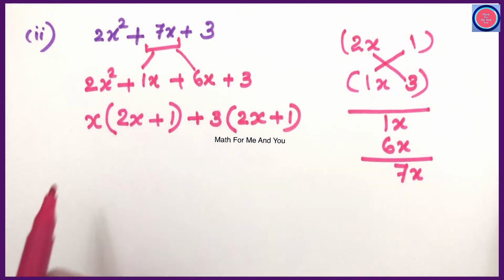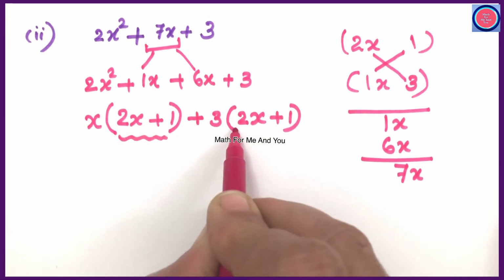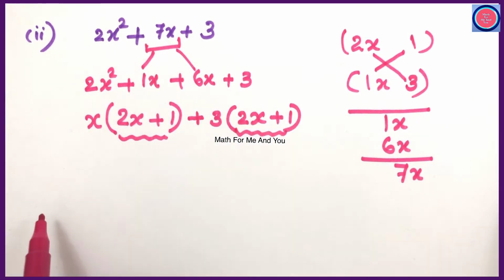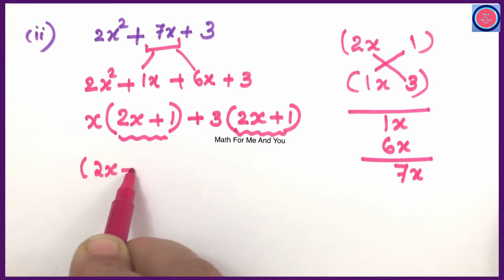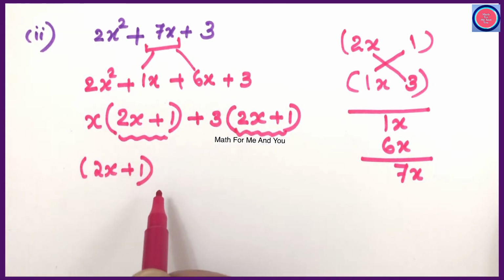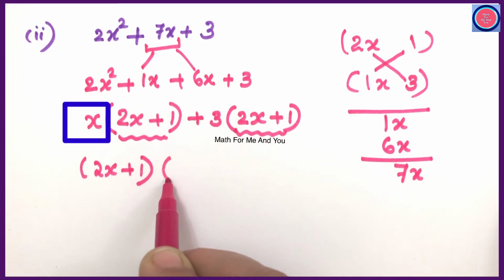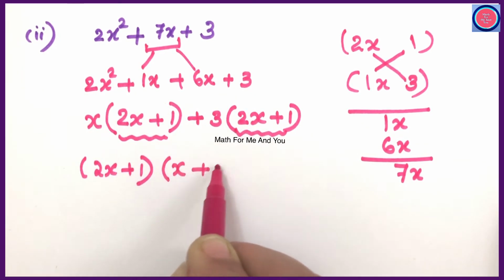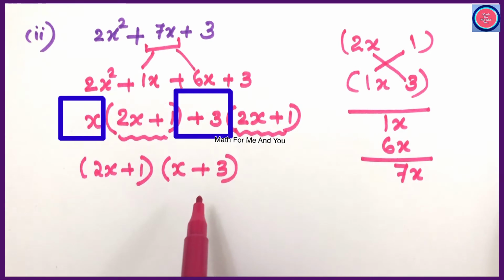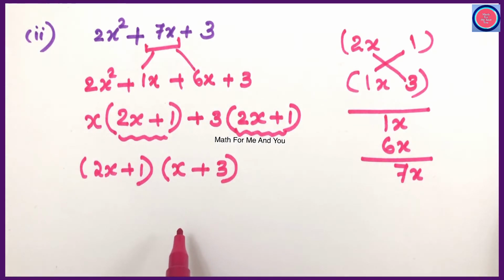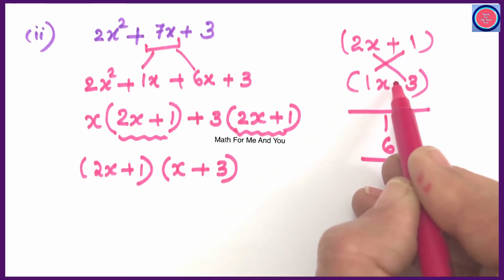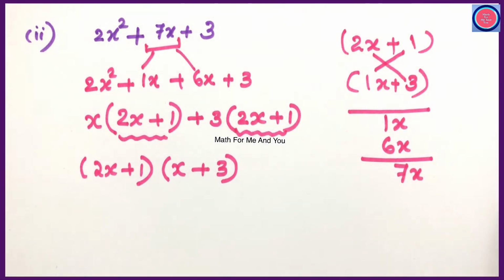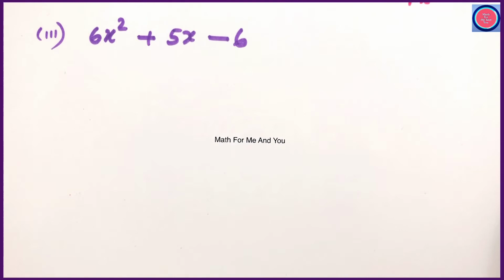Now we have two terms remaining with 2x plus 1 as a common factor. So we should write 2x plus 1, the common factor, first. Remaining terms we can collect and write in another bracket. What is remaining in the first term? It is x. And in the second term, plus 3. Now we get the factors. What are the factors? 2x plus 1 and x plus 3, which we have already got while splitting the middle term. Next polynomial is 6x square plus 5x minus 6.